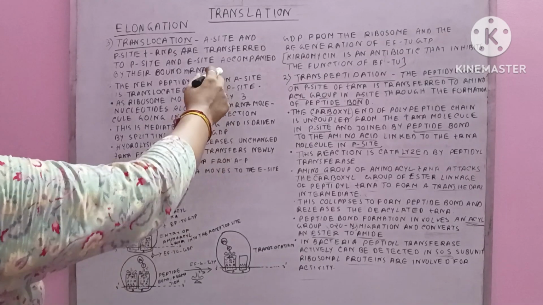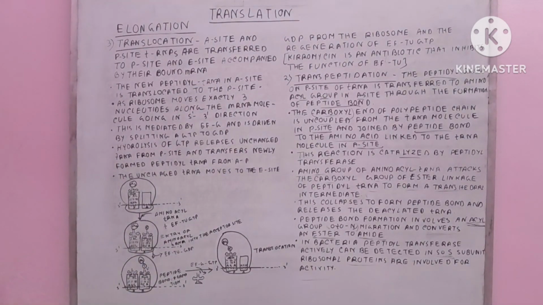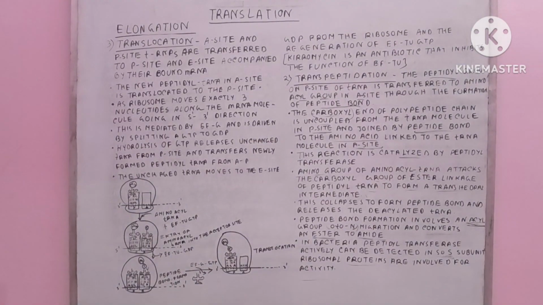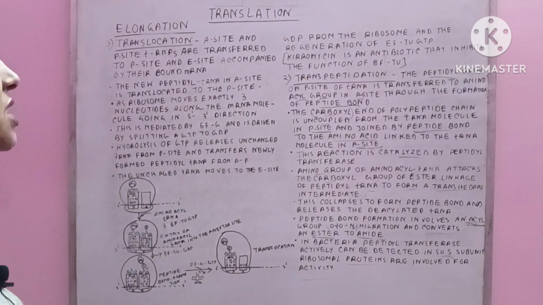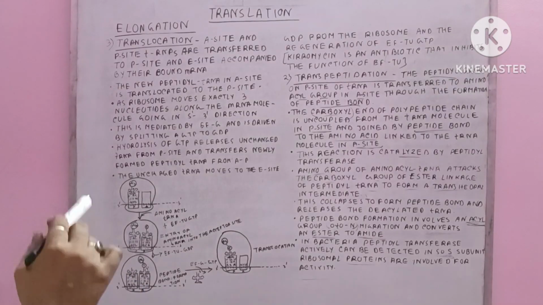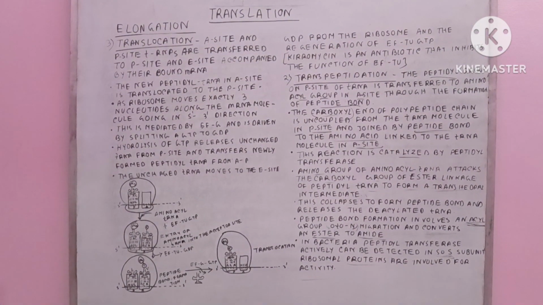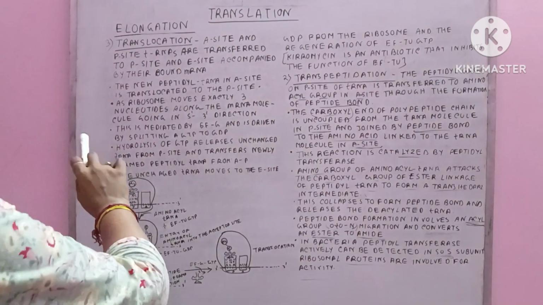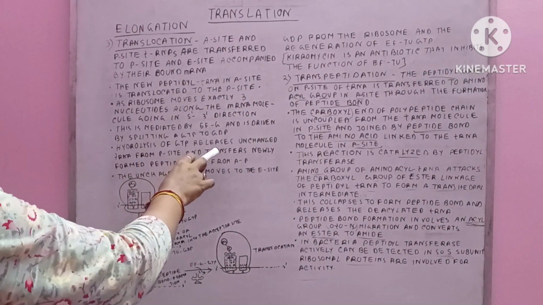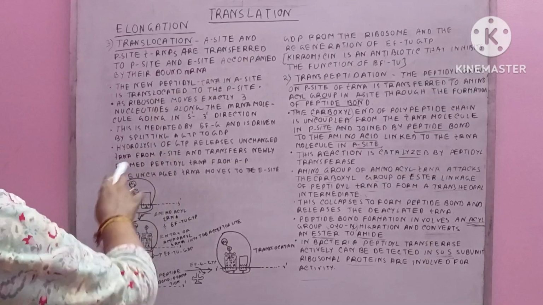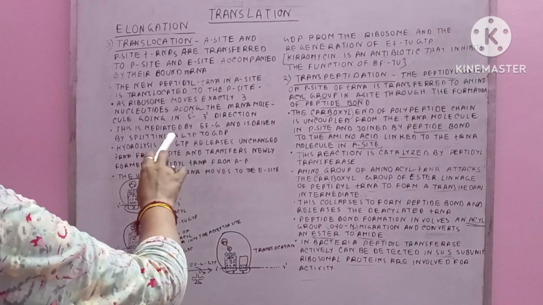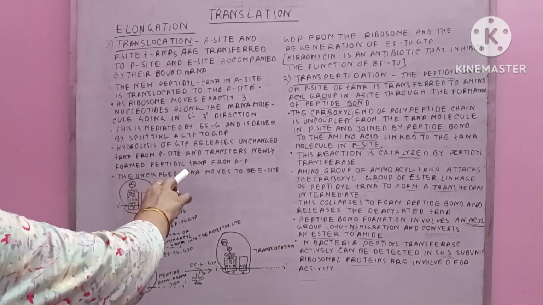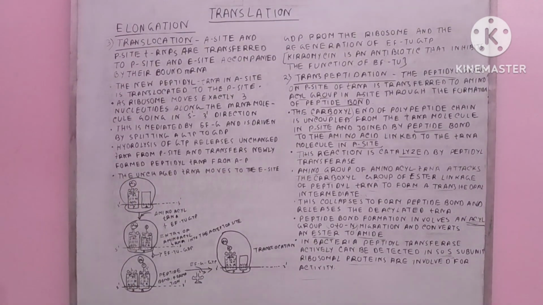And this is the same also, but here one thing is written: the hydrolysis of GTP. That is important here, because what is hydrolysis of GTP? The GTP is converted to GDP and inorganic phosphate. So this hydrolysis of GTP releases the unchanged tRNA from the P site, and in that way this change occurs, and this unchanged tRNA moves to the E site.